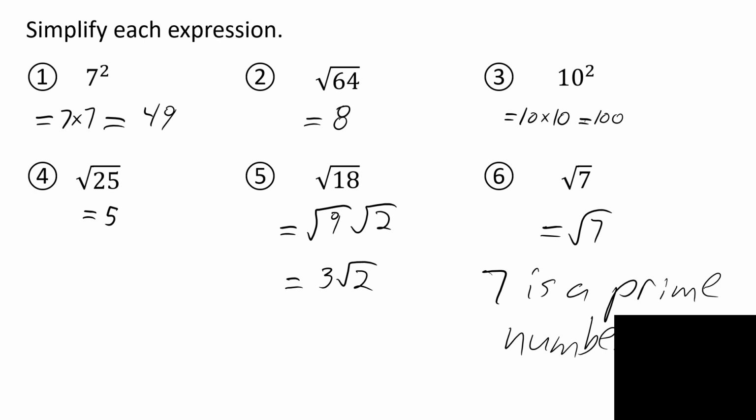Right? Because 7 is a prime number. Can't do anything with it. So that answer is just square root of 7.